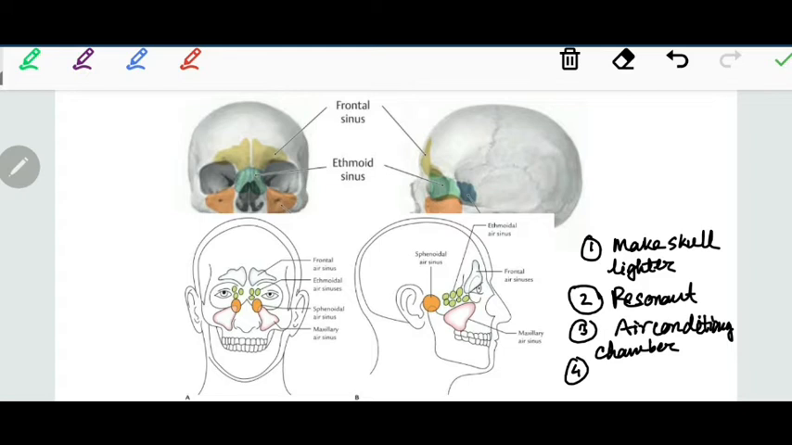And last but not the least, they also aid in the growth of the facial skeleton after birth. You see, as they are cavities, they make room for the skull bones to grow up to puberty. So they aid the growth of the facial skeleton after birth.